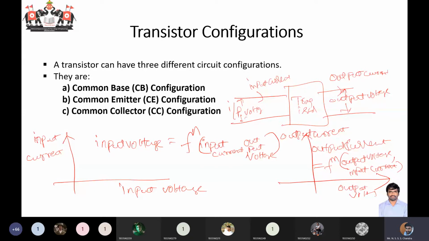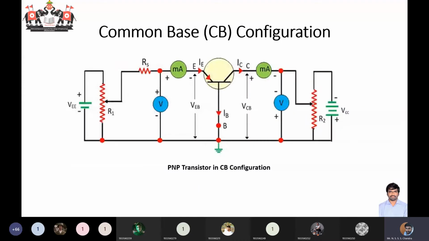Okay, so let us now dive into our configurations. So first one is your common base configuration. So this is your actual practical circuit diagram, in which I'm initially considering a PNP transistor. So how am I identifying the PNP? Based upon this arrow mark. Here the arrow mark is between your emitter and base, and your arrow is headed towards the base. It means that your base is N-type material, your emitter is P-type material. So it is a PNP transistor.